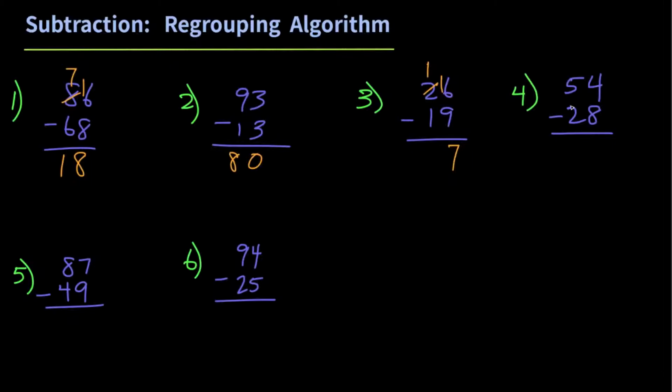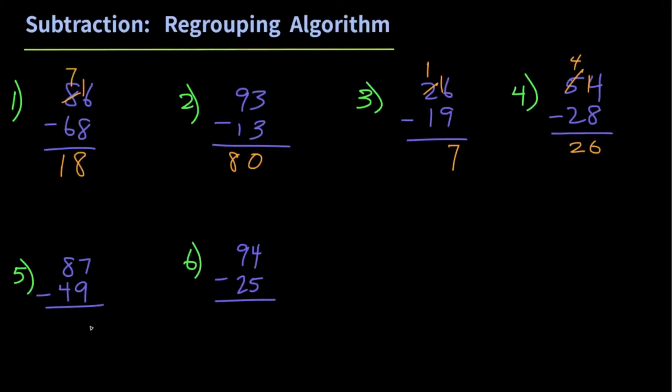Number 4, 54 minus 28. So we start in the ones. 4 minus 8. 8 is too much, so I need to borrow. So I'm going to take one of these, and it will become 10 of the previous place value. So I now have 14, and I can subtract 8, which is 6. 4 minus 2 is 2. So the result is 26.